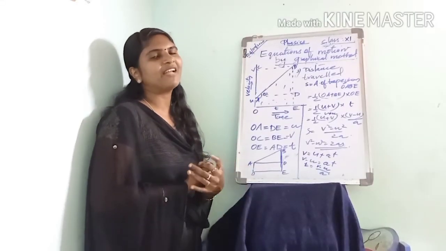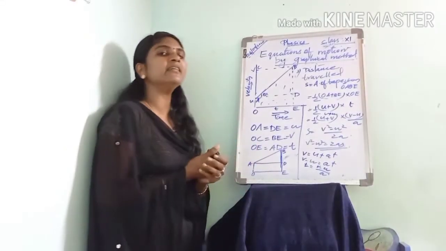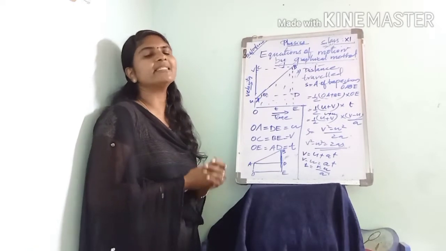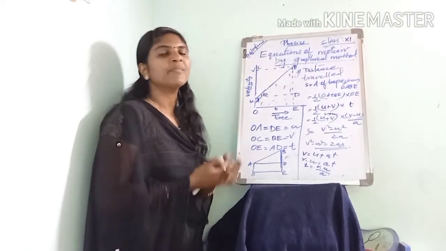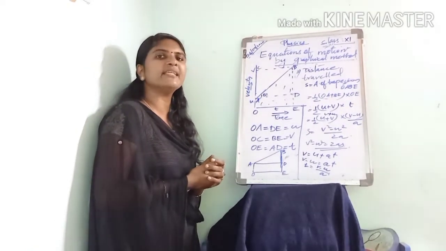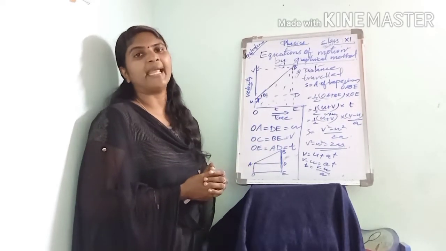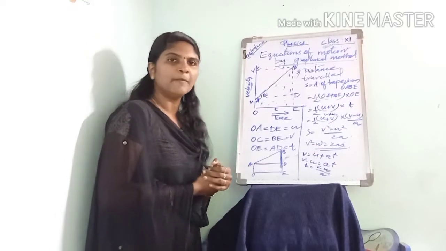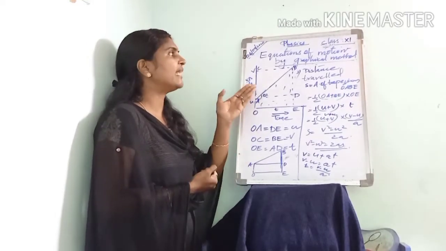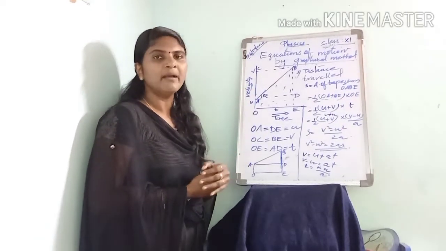So using the velocity time graph, we derived the 3 equations of motion. That is V equal to U plus AT, then S equal to UT plus half AT square, and V square minus U square equal to 2AS. These are the 3 equations of motion. That is about the equations of motion by graphical method.